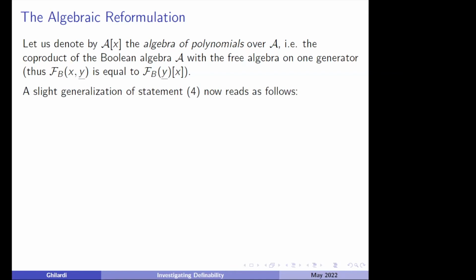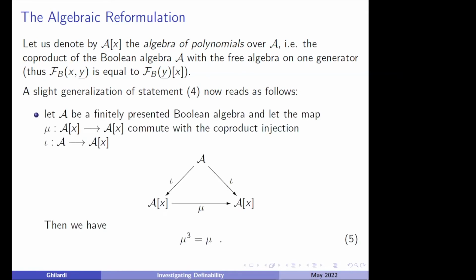Now, our statement becomes the following. Suppose that you have a finite projective Boolean algebra, which means finite in this case. And consider an endomap of this, which commutes with the coproduct injection. So you have this algebra, your injection to this coproduct, and you have your map such that this triangle will commute. Then you have that the map to the square is equal to zero.